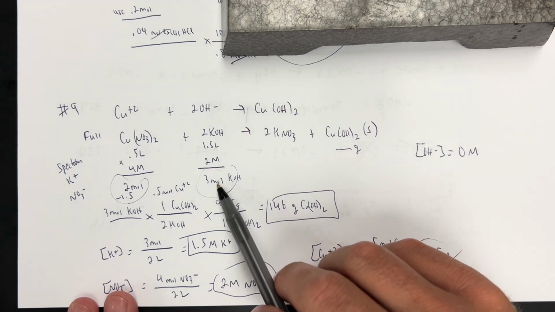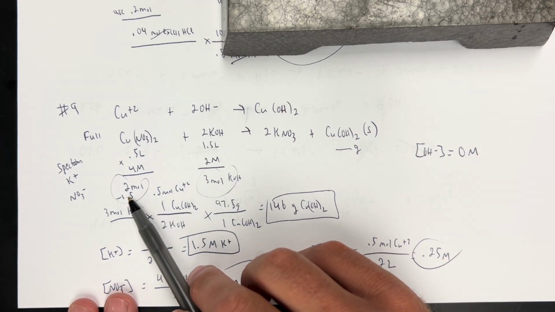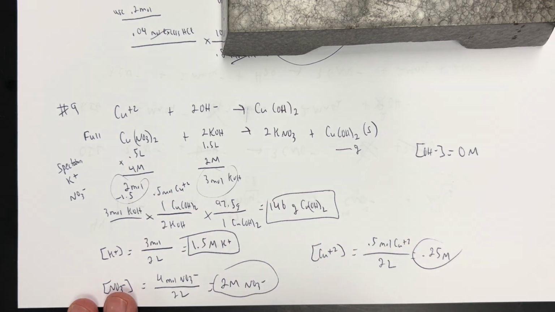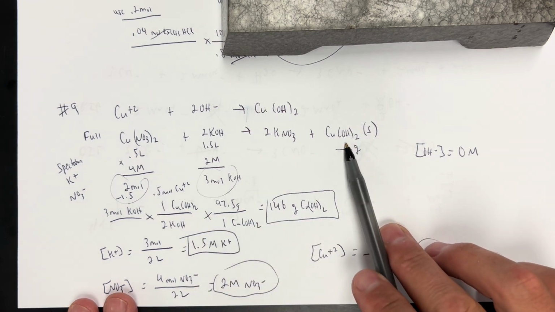That's really just an ICE table I would have set up. You know, this is going down by 3, so that's going down by half that, down by 1.5. You have 0.5 moles left over in 2 liters of solution. Again, the other 1.5 moles of copper went into this to make that solid precipitate.